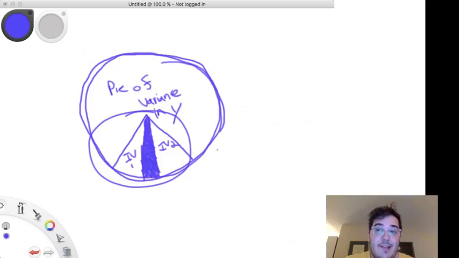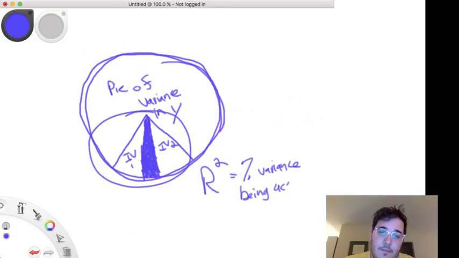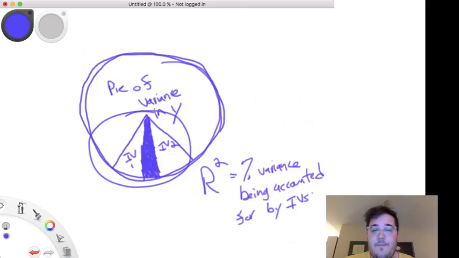So if you want the effect size, in that case, it would be big R squared. It's telling you kind of the percent of variance being accounted for by your IVs. So the R squared. It's much nicer drawing a pie of variance on the computer as opposed to on chalk. So in case you want to draw it at home one day.